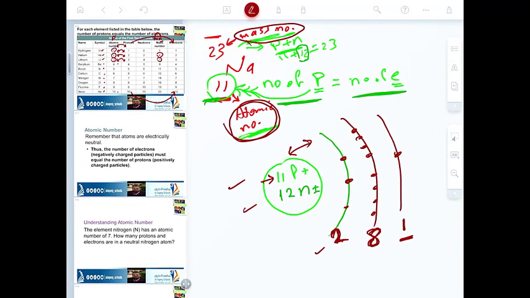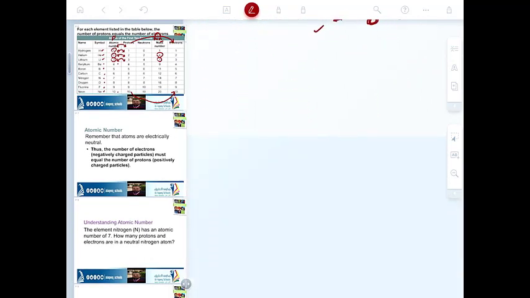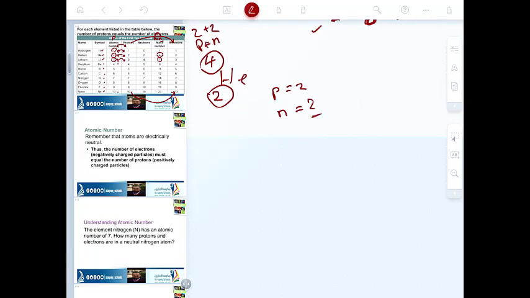I can give you an example here. Helium has atomic number 2 and mass number 4. It means the protons equal 2, and the mass number is protons plus neutrons. If the protons are 2, neutrons are 2 as well. Or you can subtract atomic number from mass number and you will get the number of neutrons: 4 minus 2 is 2. You can say the number of neutrons equals the number of protons, but not every time.